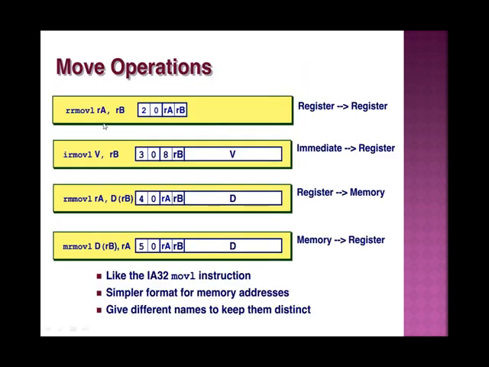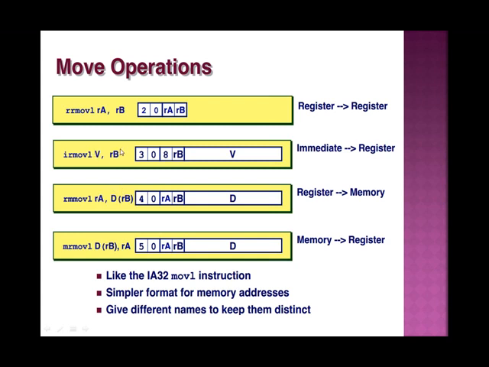Next is your move operations. These are used for move operations like rrmovl RA, RB. So move the content of a register from one place to another. Then irmovl V, RB. Then rmmovl RA, D(RB). Then mrmovl D(RB), RA. So this is used for moving. So moving from register to the memory. This is your register. This is your register. So move the register to the memory.